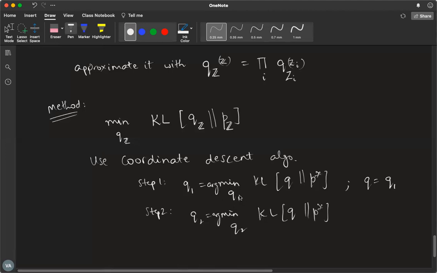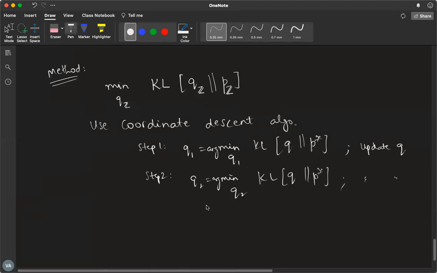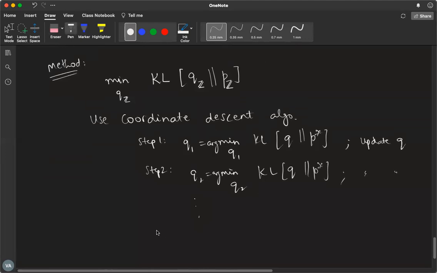So you first minimize over Q1. I will just say update Q. I will not confuse you with too many notations. Update Q. Then again update Q. And this way you keep on doing it, and after some time you repeat. So let's say step n plus 1 is go back to step 1 until convergence.